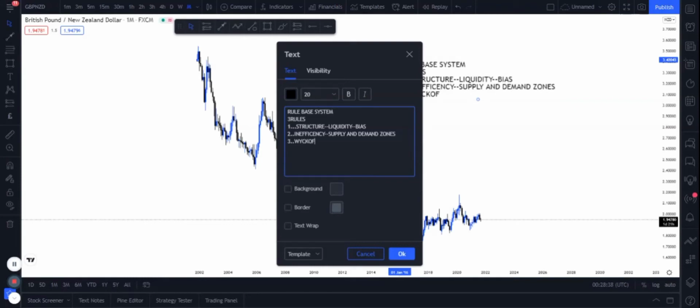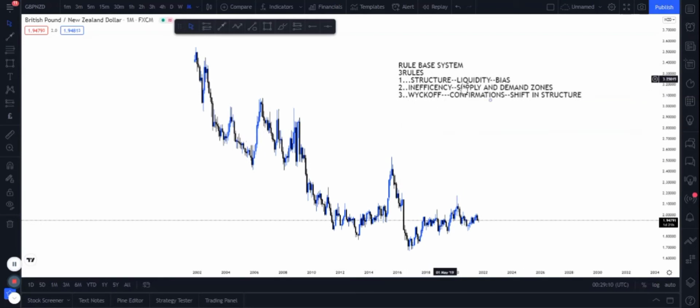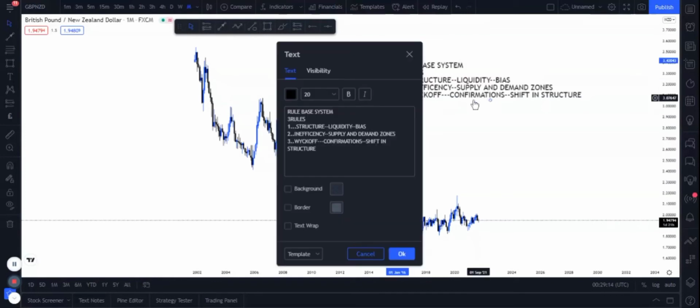this is where we look for entry: Wyckoff, or shift in structure. Structure will actually be on the lower time frame. Hope you understand. So this is my rule-based system for structure, liquidity and bias. That is the first step.